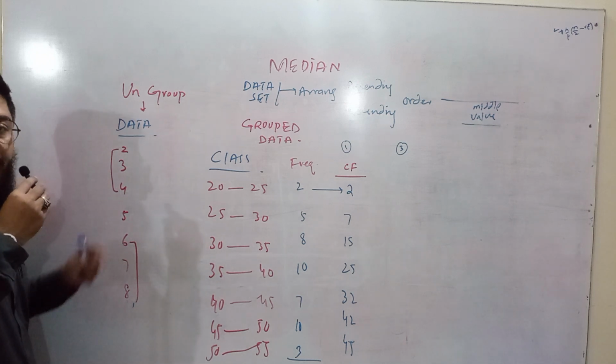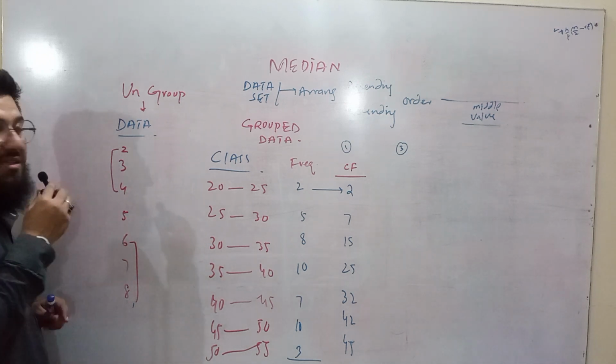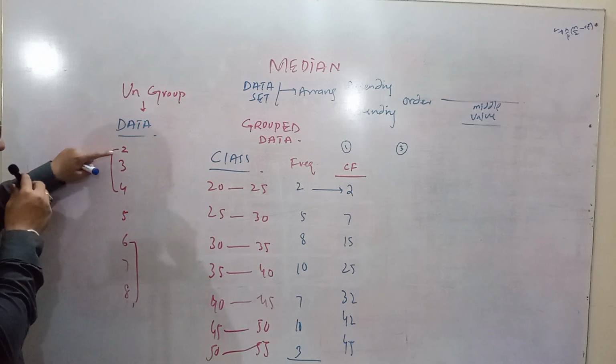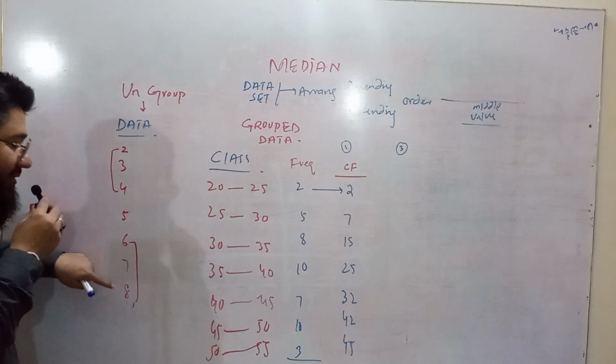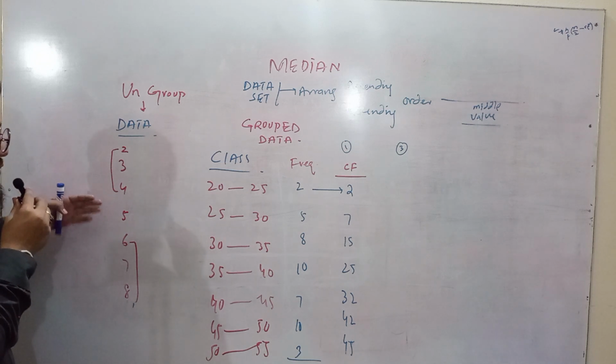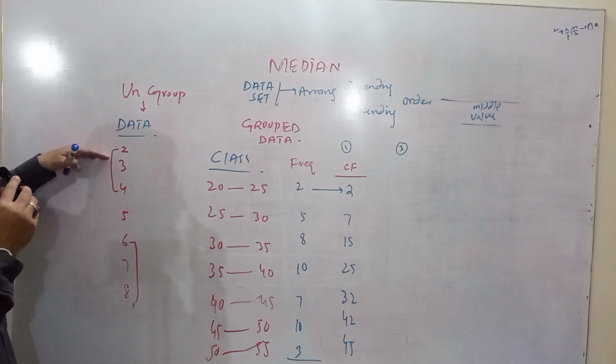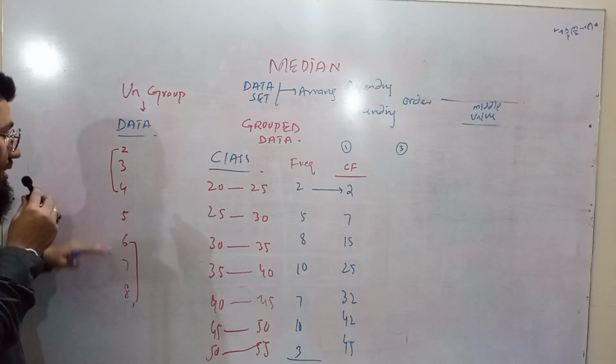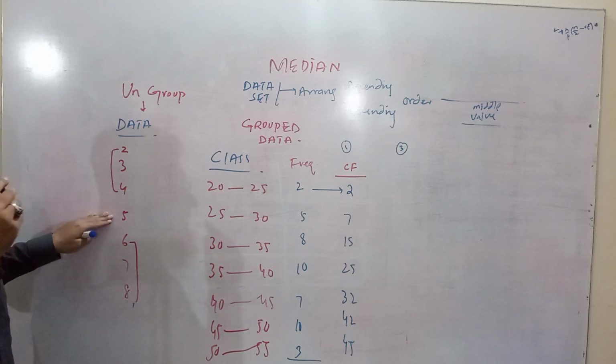Now the arrangement is already done. Now just divide the data into two equal parts. 1, 2, 3, 4, 5, 6, 7, we have 7 values. So what will we do? We will divide it into two parts, 3 on one side and 3 on the other side. And we will get the value that is in the center, that is 5.